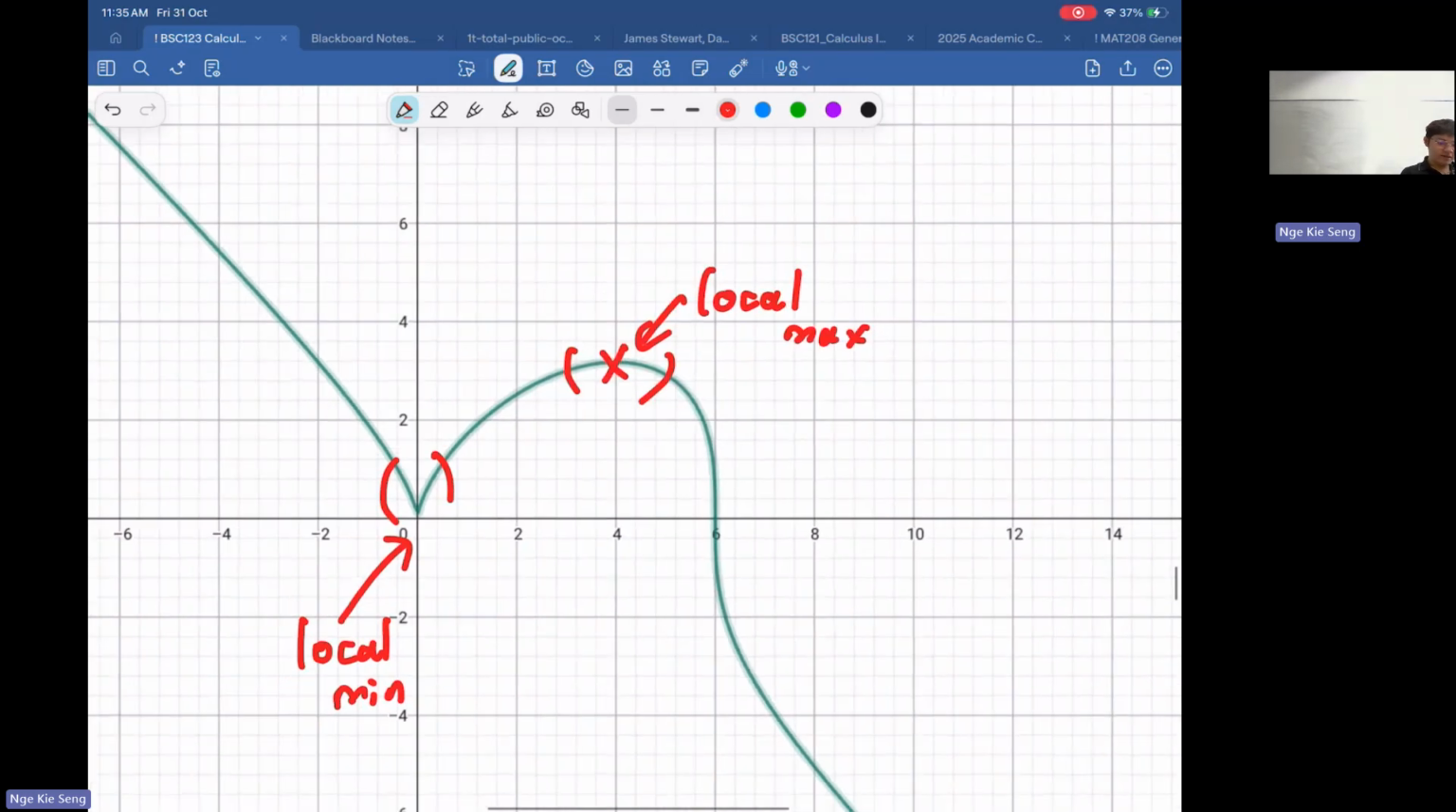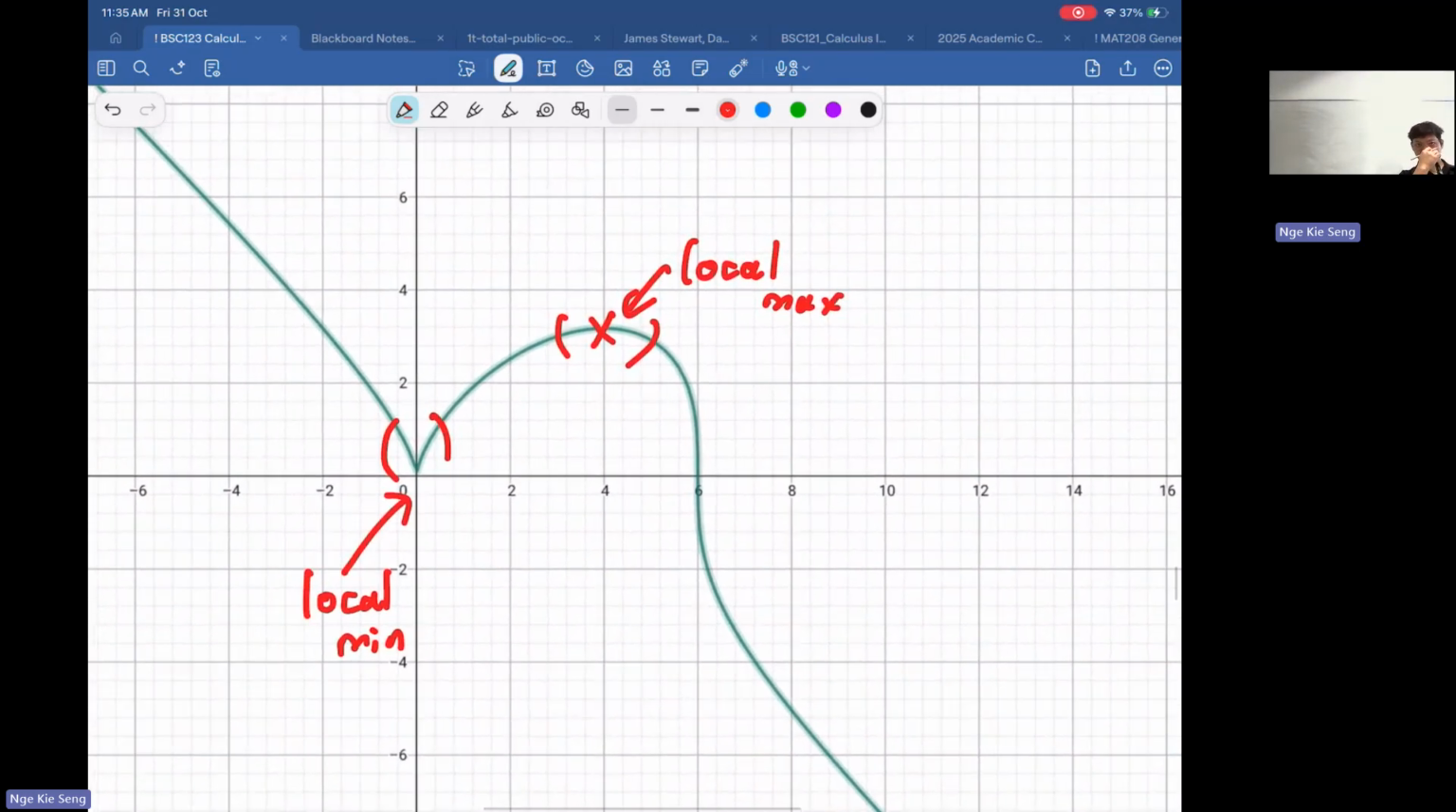So can you see concavity happening here? Any inflection point? To think about concavity, you need to think about the tangent line here. Can you see the inflection point? Where's the inflection point?